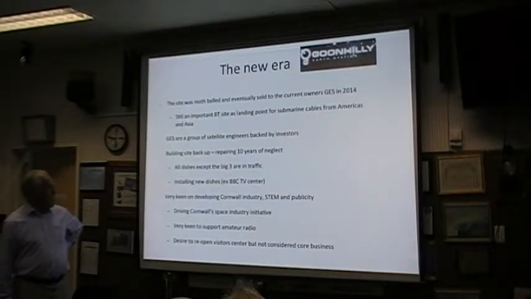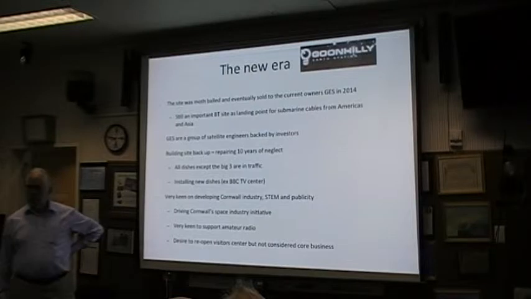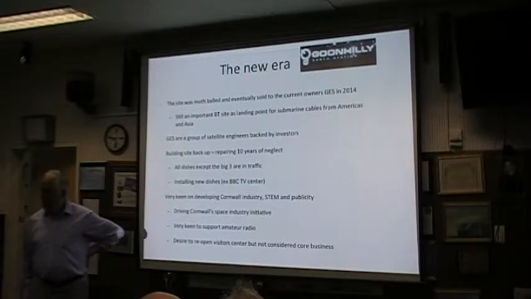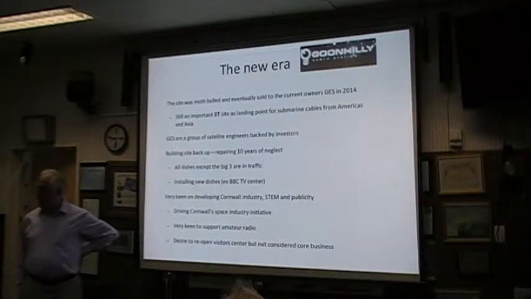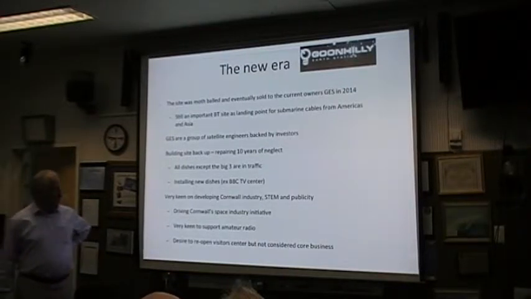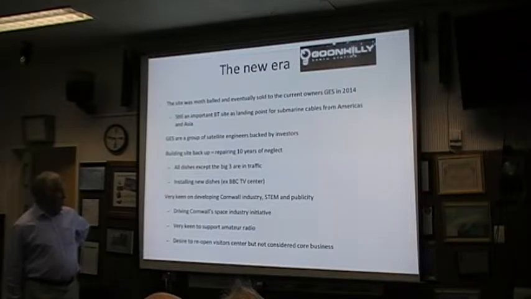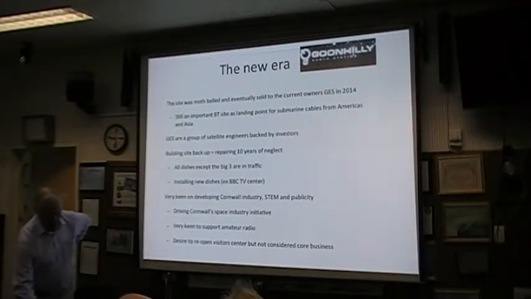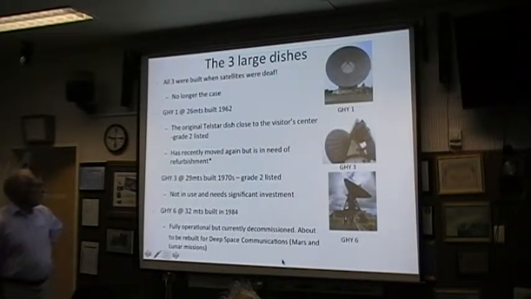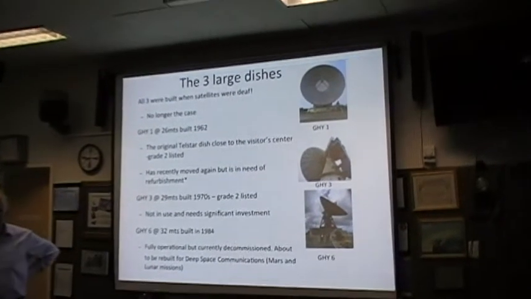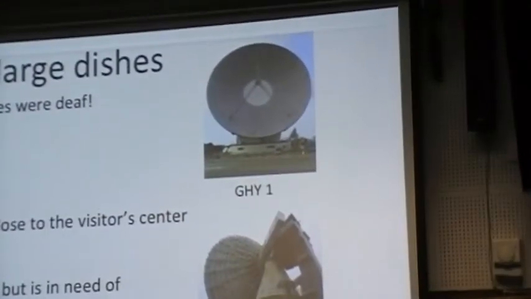But British Telecom abandoned the site, more or less, and I think they actually sold it to a bunch of satellite engineers for £1 or something like that. And these guys have taken it over, and they're called Goonhilly Earth Station. Let's move on to the next one. So, I think those are the three big antennas that remain on the site. There are an awful lot of smaller ones.